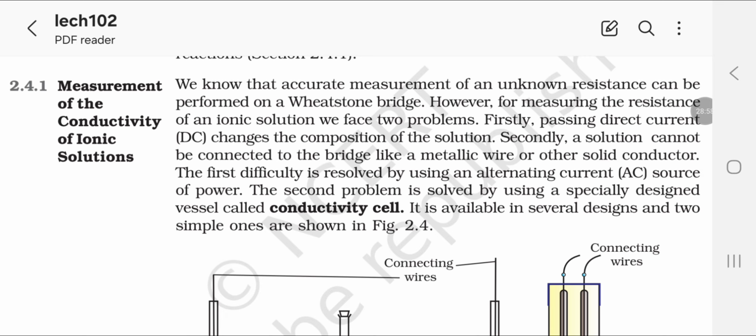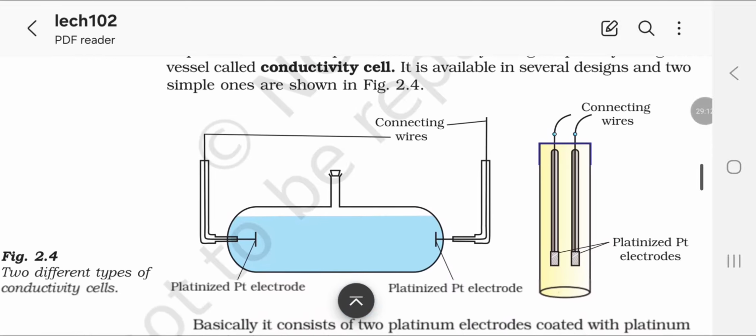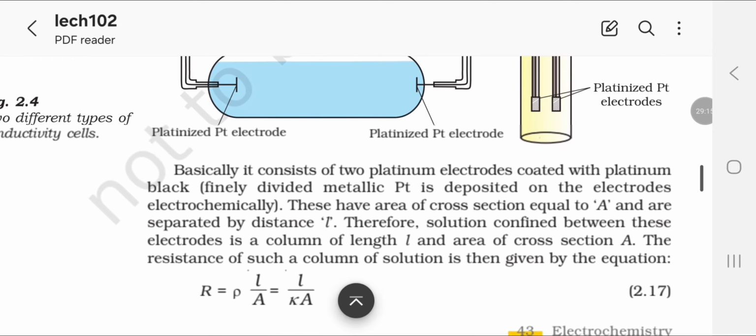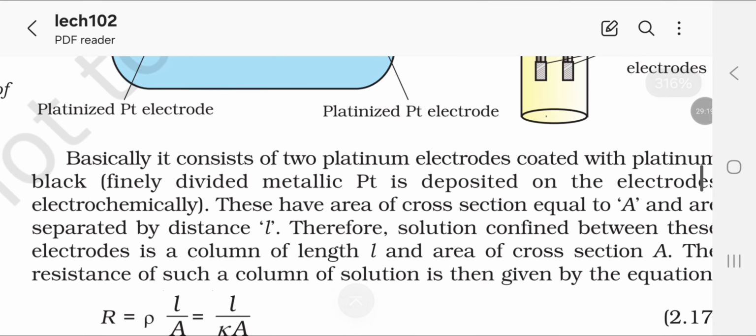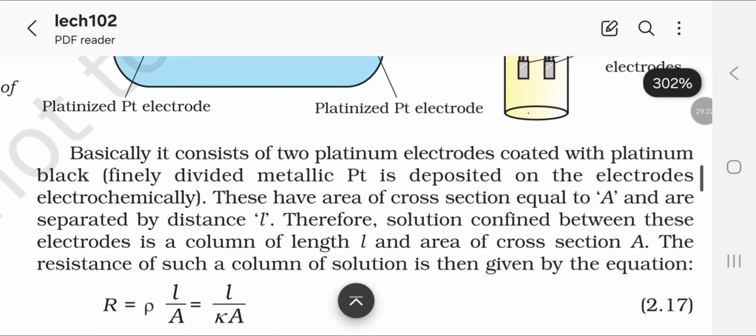The first difficulty is resolved by using an alternating current source of power. The second problem is solved by using a specifically designed vessel called a conductivity cell. It is available in several designs and two simple ones are shown in figure 2.4. Basically, it consists of two platinum electrodes coated with platinum black. Finely divided metallic platinum is deposited on the electrodes electrochemically. These have area of cross section equal to A and are separated by distance L.